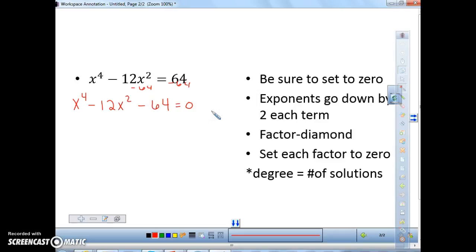Okay. All right, so yeah, we want to check, make sure exponents go down by 2. So we go 4, 2, 0. This one has x to the 0 power on 64. All right, so that means that we can factor it by using the diamond. Okay, so what multiplies to 64 and adds to be negative 12? What is it?